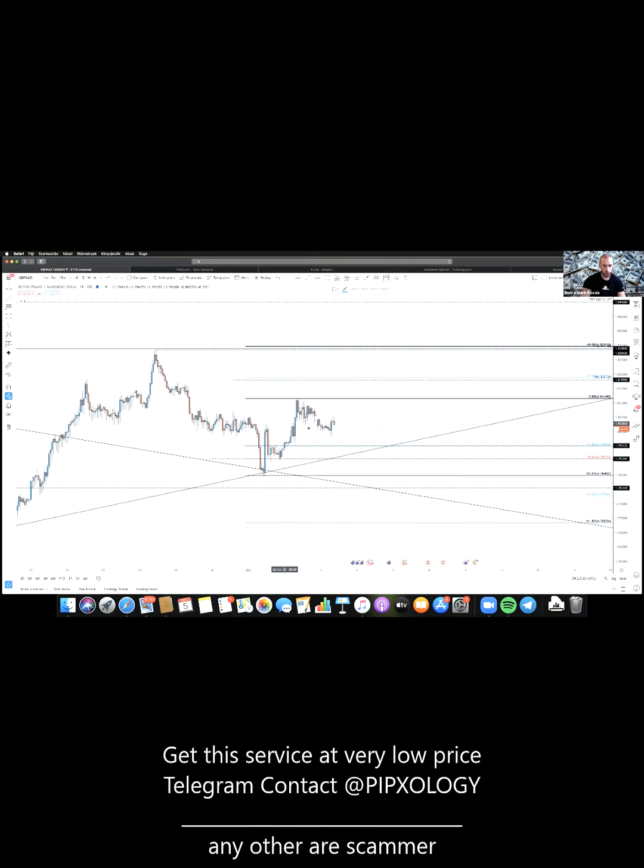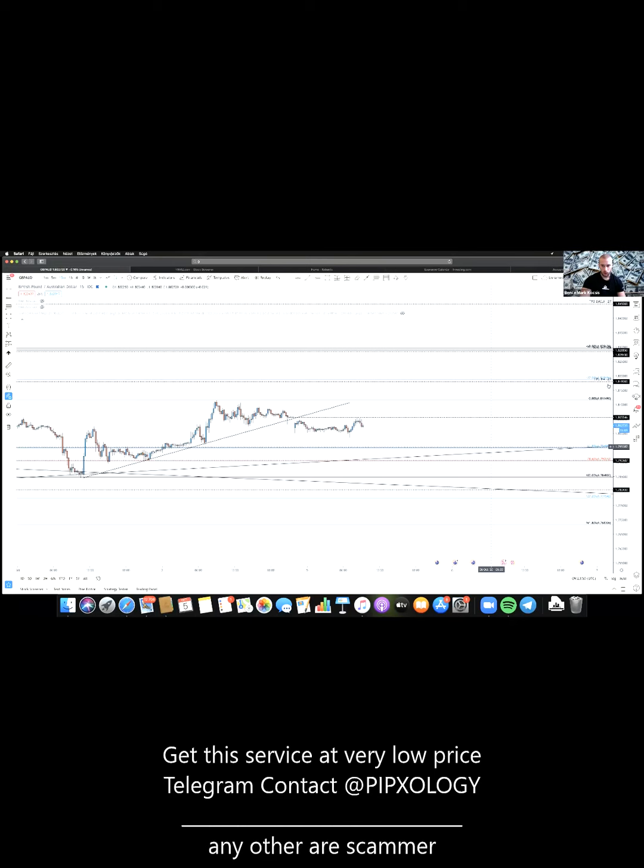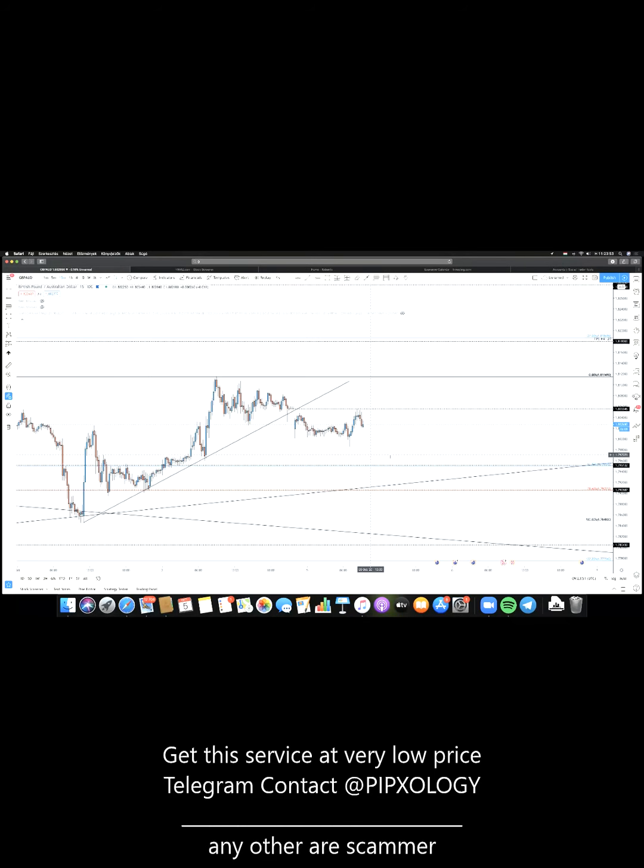You know, the problem for me, price broke the trend line. And also, if you check, the price came back and filled up the gap. Ah, okay. Let me see this. You consider that trend line.